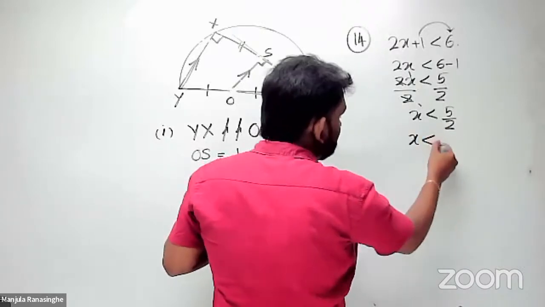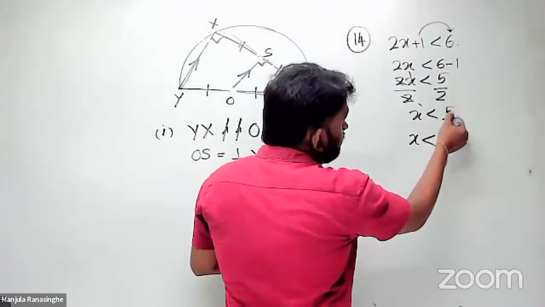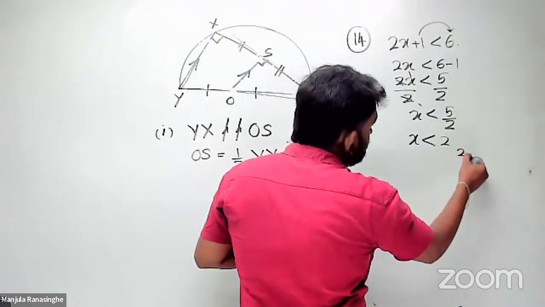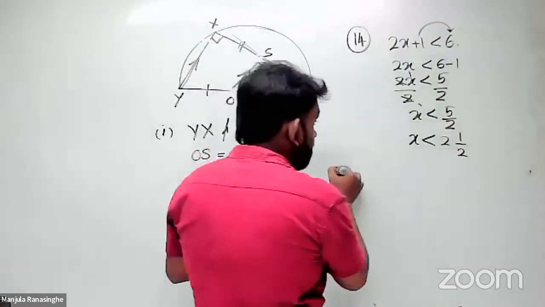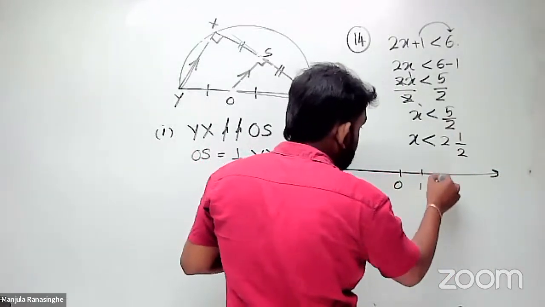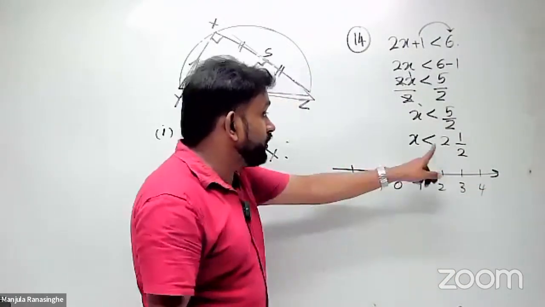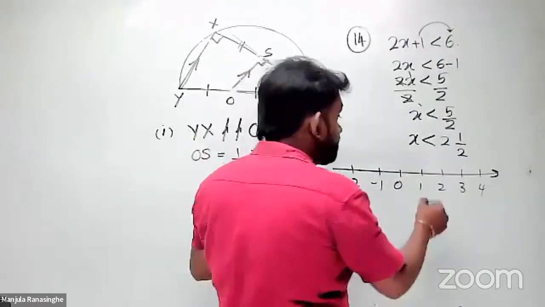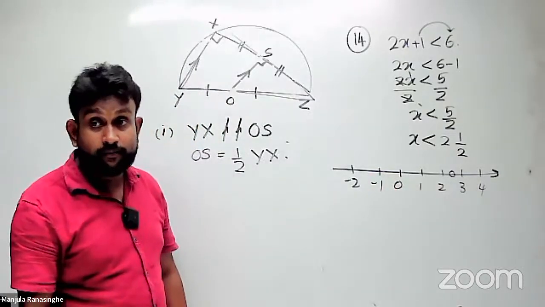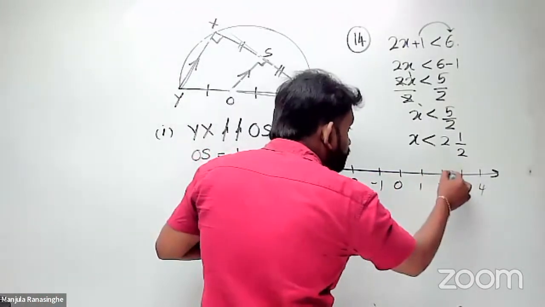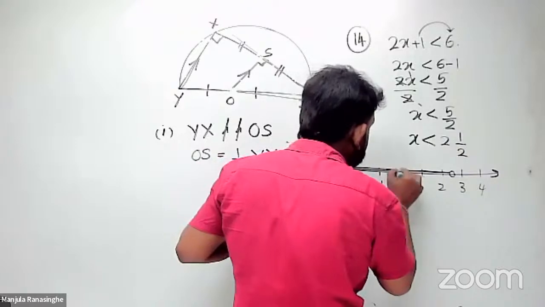So if you make a decimal or mixed number, 5 upon 2, how many 2's? 2, 1 upon 2, 2.5. Okay, now if you mark this on a number line, here 0, 1, 2, 3, 4, and here -1, -2. So where does 2.5 locate? Here in between somewhere, exactly in the middle. But x is less than that, so this region is to be shaded.